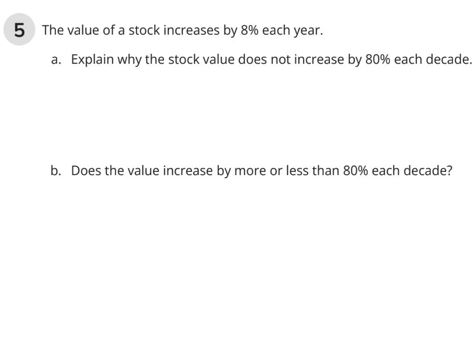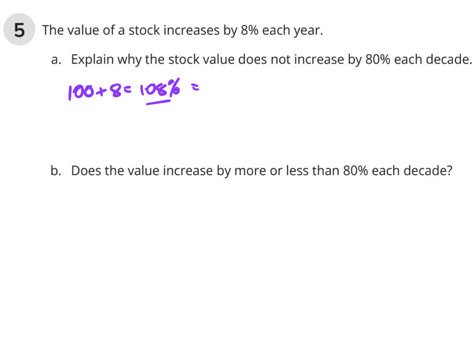Okay, the value of the stock rises by 8% each year. Explain why the stock value does not increase 80% each decade. Because this is an exponential equation, not a linear equation. And in linear equations, you add from interval to interval, and they grow differently. So let us take our original amount, whatever the stock price was worth, 100%. Let's add the increase, giving us 108% each year.